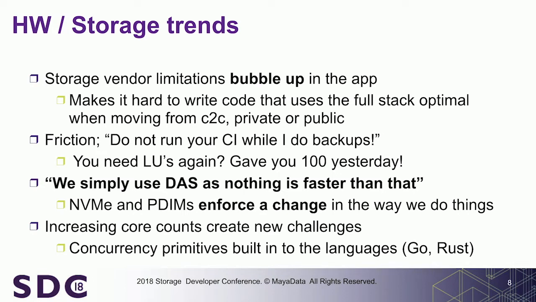So increasing core count creates also new challenges. Well, maybe not so much challenges, but concurrency primitives are built into languages these days. So as these developers write these concurrent programs that are falling in their lap, they don't have to spawn a thread. They just use channels or something like that. And so they create very concurrent software, maybe not even intentionally, but that requires also some stuff at the background.